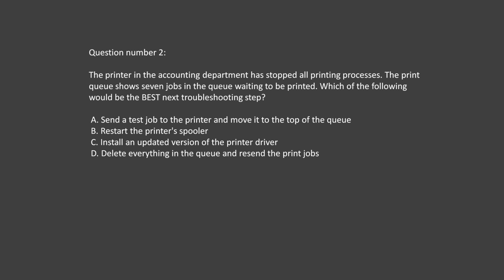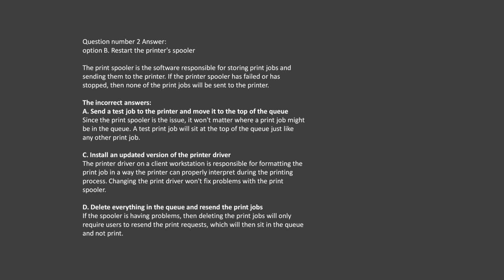Question number 2. The printer in the accounting department has stopped all printing processes. The print queue shows 7 jobs in the queue waiting to be printed. Which of the following would be the best next troubleshooting step? Option A. Send a test job to the printer and move it to the top of the queue. Option B. Restart the printer's spooler. Option C. Install an updated version of the printer driver. Option D. Delete everything in the queue and resend the print jobs. Question number 2, answer option B, restart the printer's spooler.